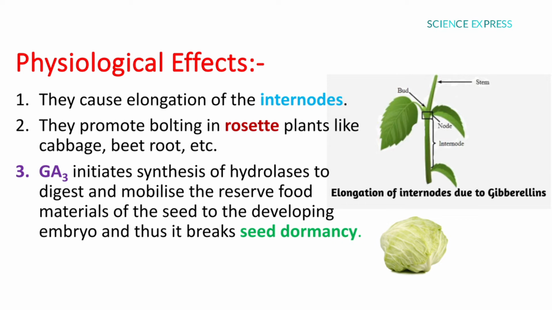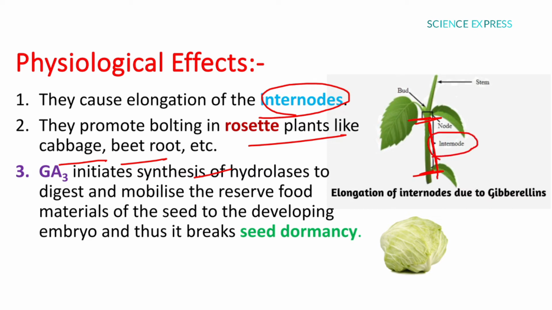Now discuss the physiological effects of gibberellin. They cause elongation of internodes. They promote bolting in rosette plants like cabbage and beetroot. Bolting means sudden and excessive internodal growth which results in elongation of the stem. So look here in the picture: this is the internode, and after applying gibberellin, the distance between the two nodes, the internode, is longer than before.